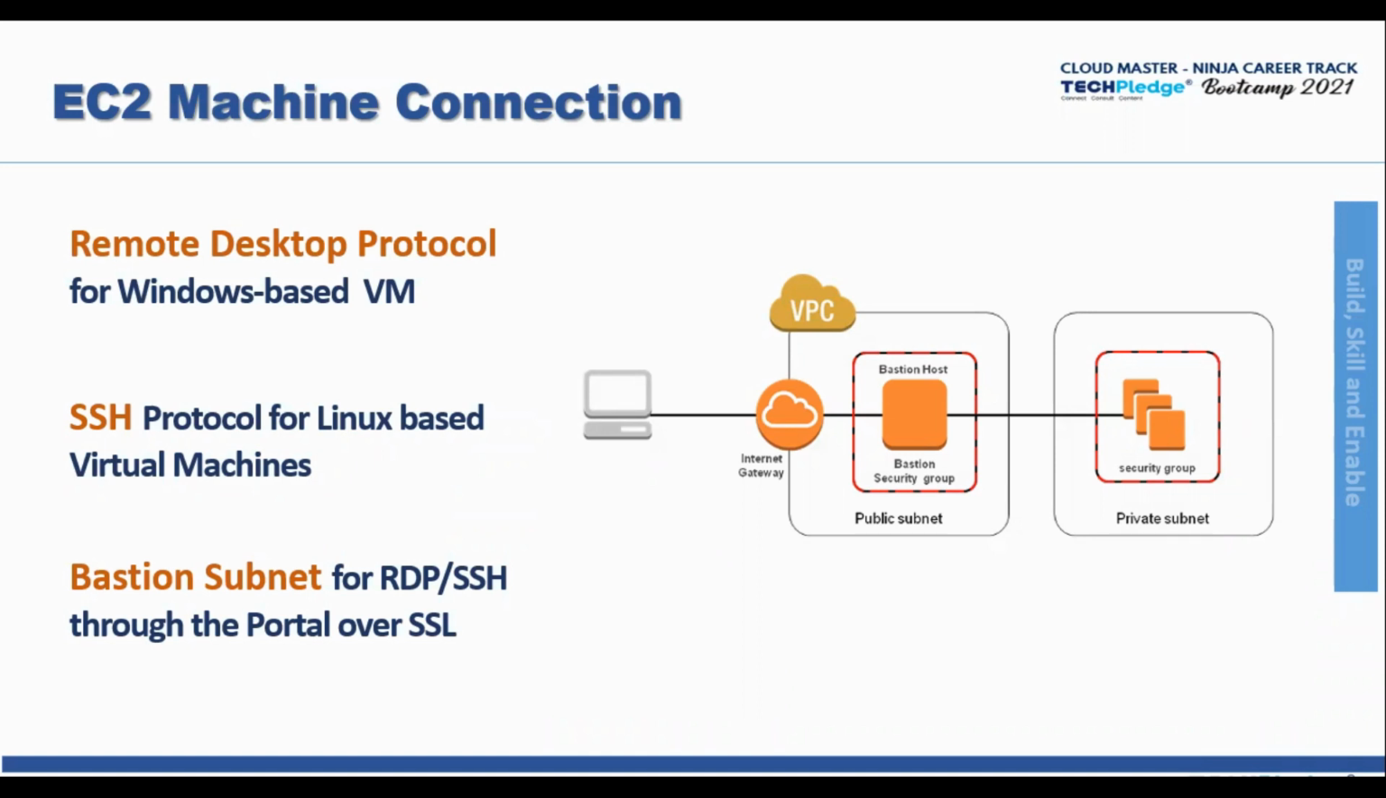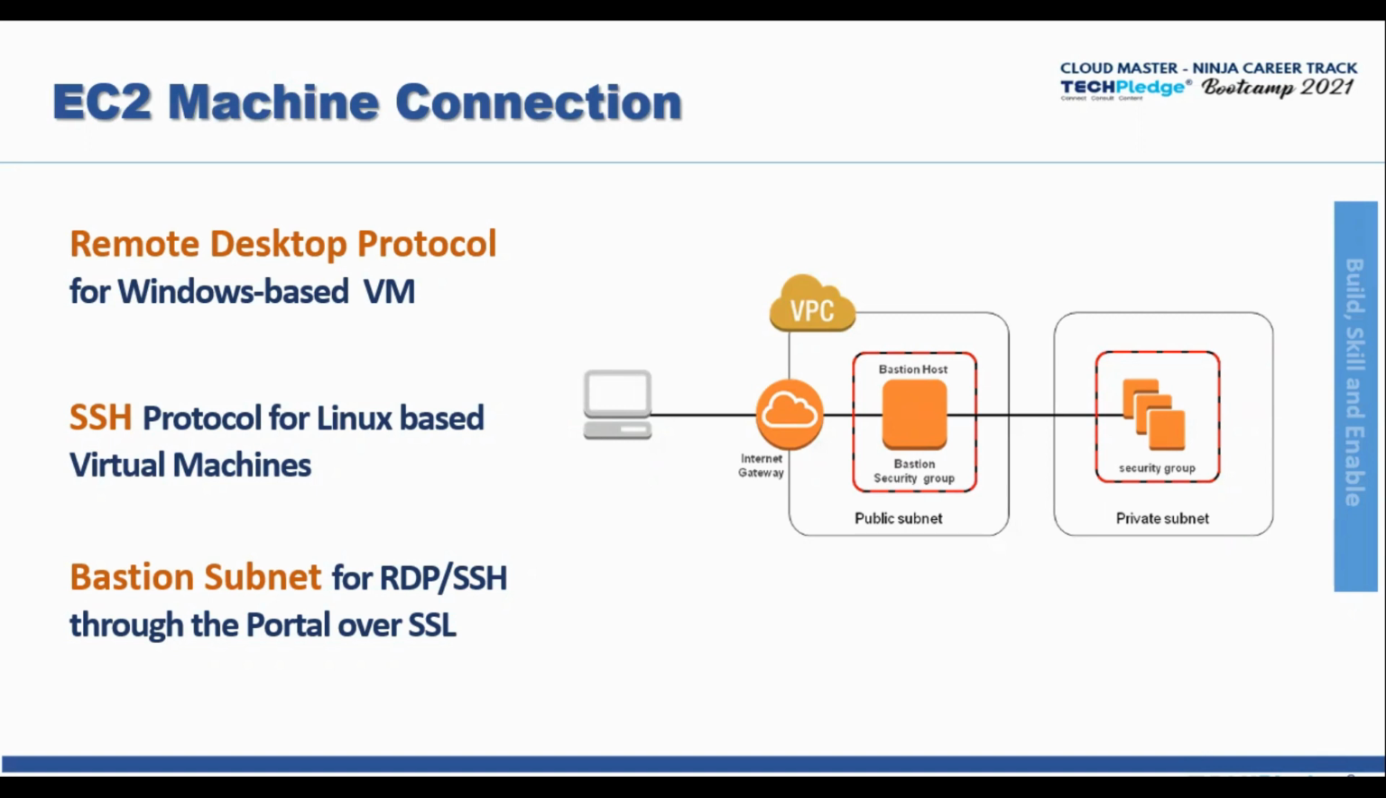There are three types. The first is RDP. As you know, Remote Desktop Protocol is for your Windows based VMs, and there is the SSH protocol for Linux based virtual machines. So if we are launching a Linux instance, then we'll go for SSH. The third is the bastion subnet for RDP and SSH through the portal over Secure Socket Layer. So with SSL, you have to go directly through the portal, which is over SSL. It's for both RDP and SSH.